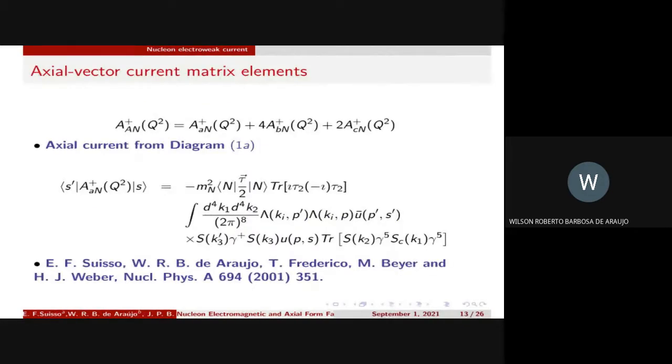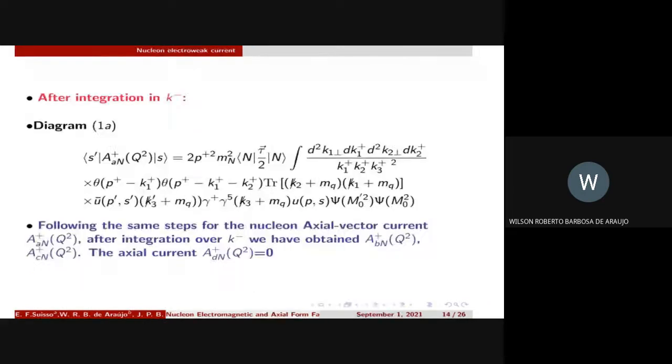I show you here the plus component of the axial current, and the construction of the microscopic components has the same steps as I have said before. Again, with the integrations over k minus by analytic integration, we have obtained integrals in terms of light front kinematic momentum, to be made by numerical calculations. I also observed that the plus component of axial current D is equal to 0.